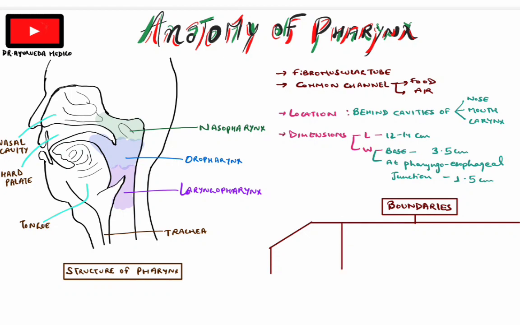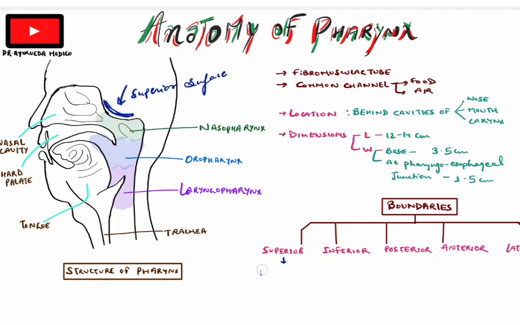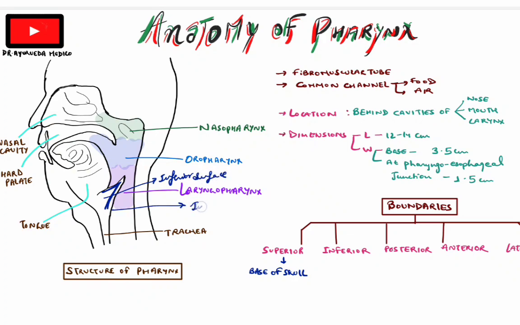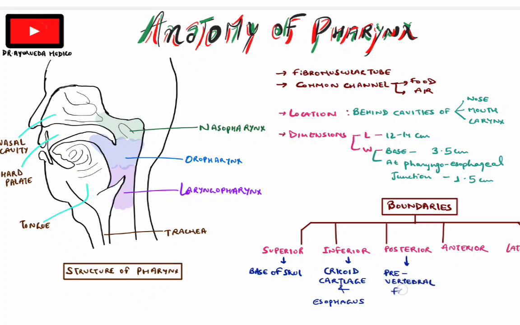If we talk about the boundaries of the pharynx, then superiorly it is surrounded by the base of the skull, inferiorly it is continuous with the esophagus at the level of the lower border of the cricoid cartilage, posteriorly with the prevertebral fascia, anteriorly with the cavities of the nose, mouth and larynx, and laterally with the neurovascular bundle of the neck and the styloid process.